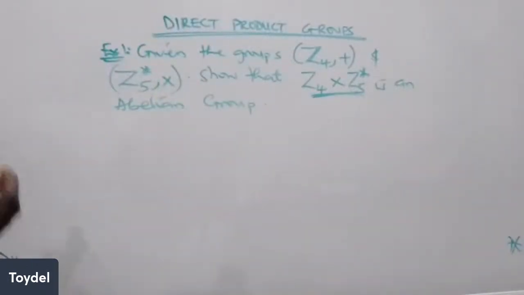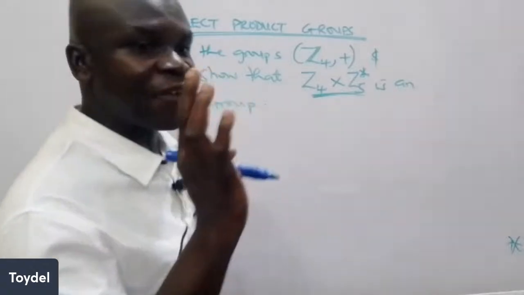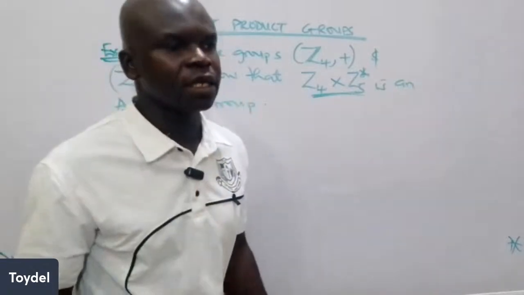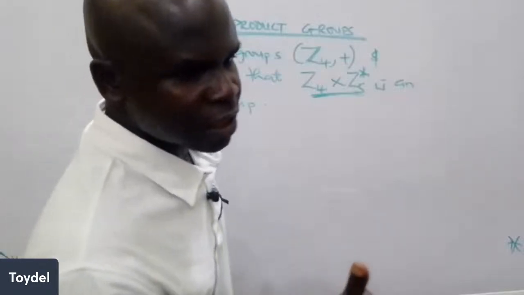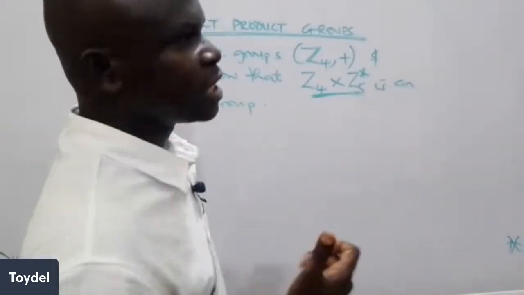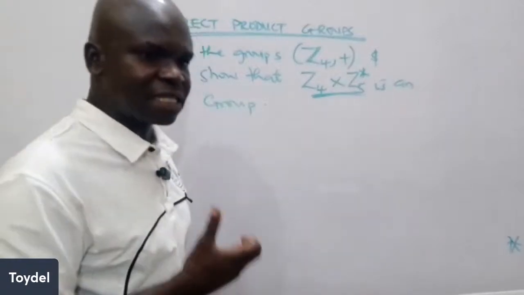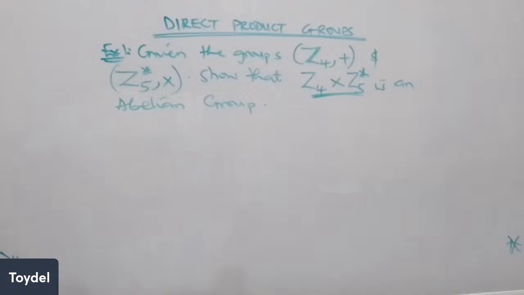Of course, for Z4 cross Z5 asterisk to be an abelian group, there are 5 properties that we are going to check. The first one is we check for the closure property. We go ahead and check for the associative property, existence of identity element, existence of inverse elements, then the commutative property. Those are the 5 properties that we are going to check.